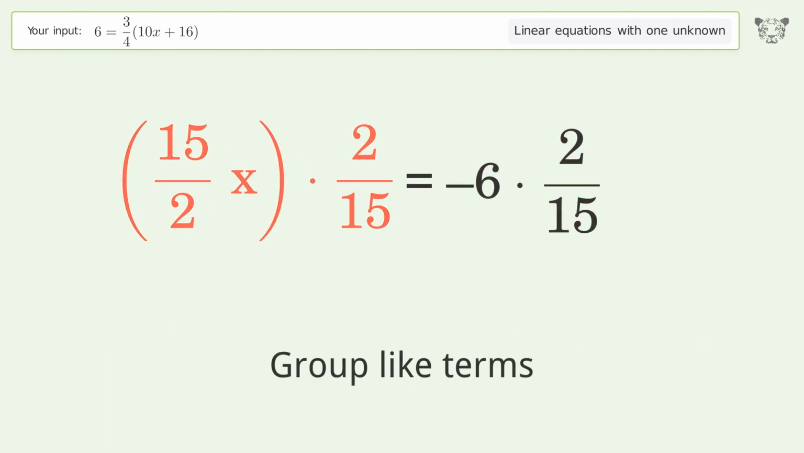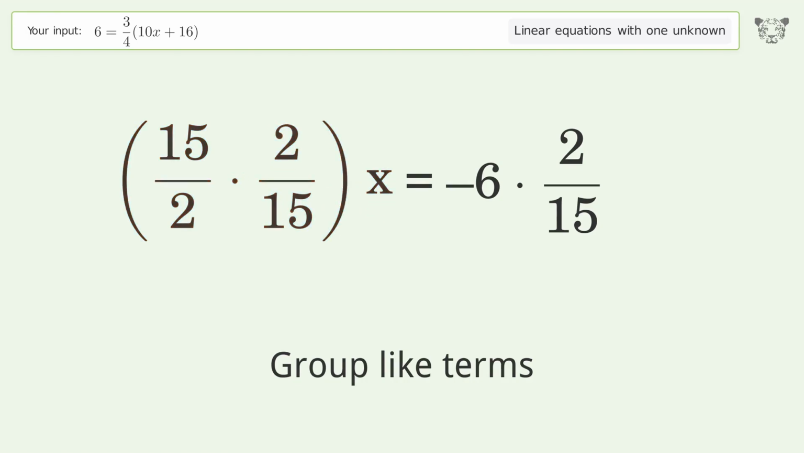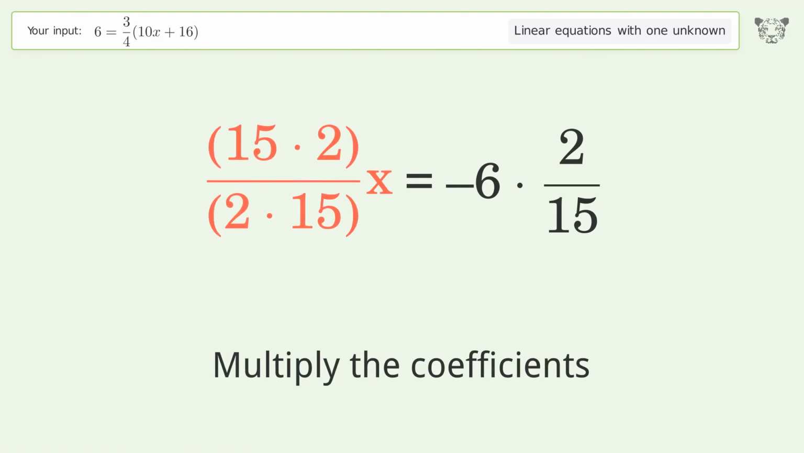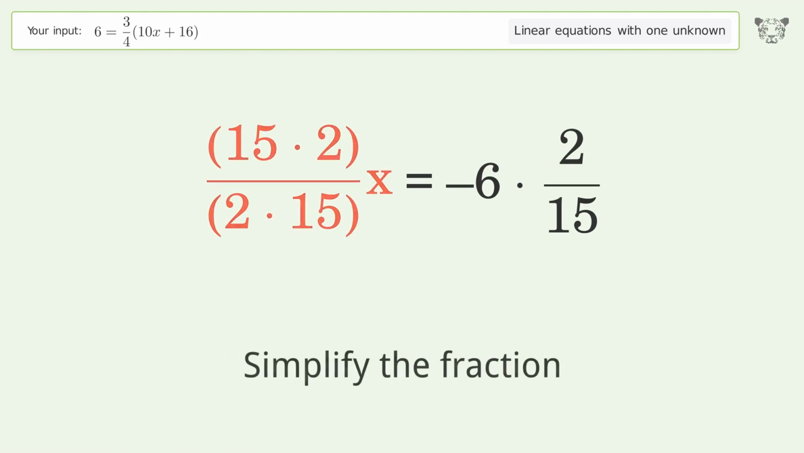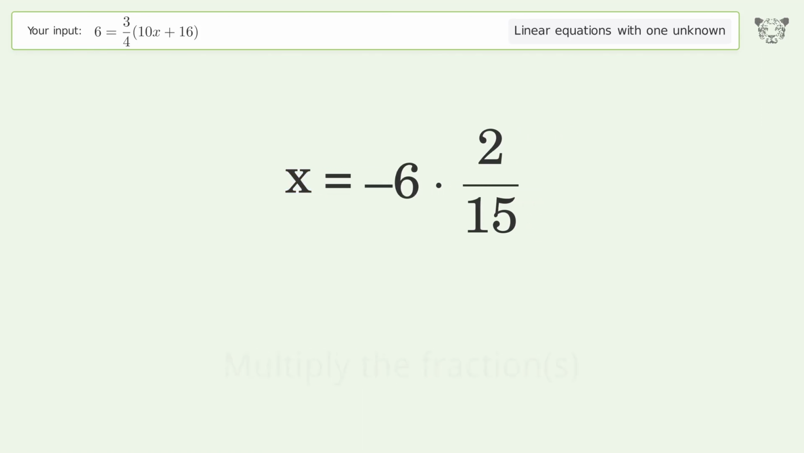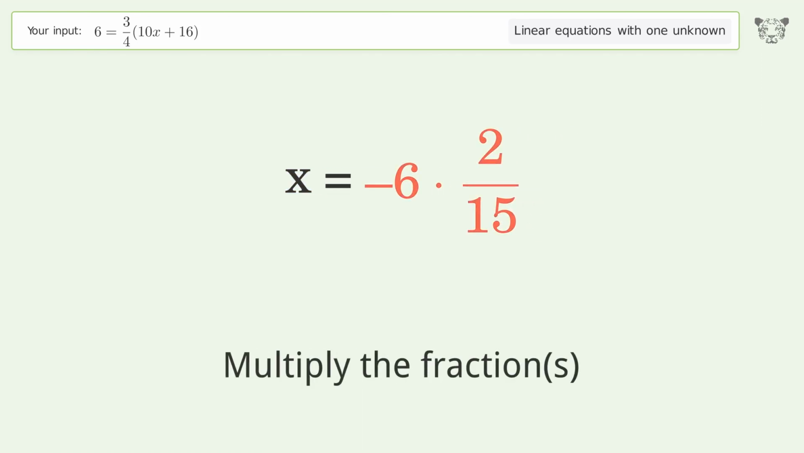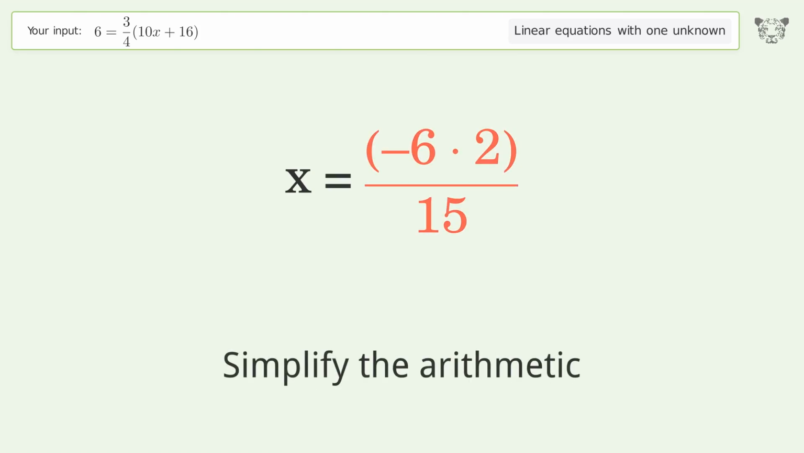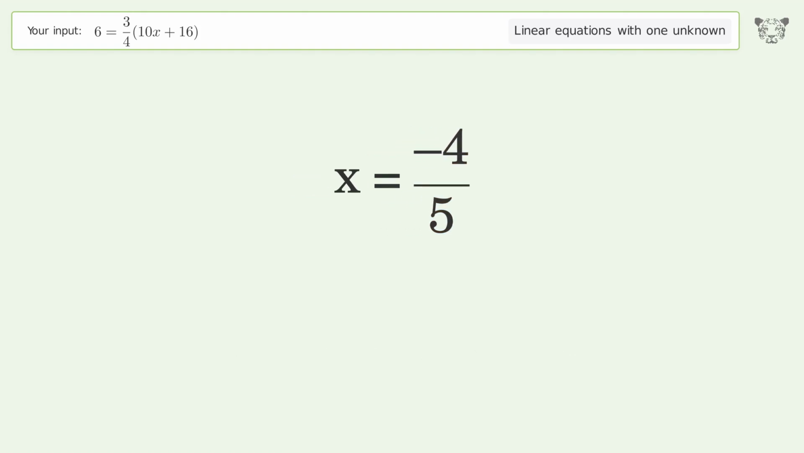Group like terms. Multiply the coefficients. Simplify the fraction. Multiply the fractions. Simplify the arithmetic. And so the final result is x equals -4/5.